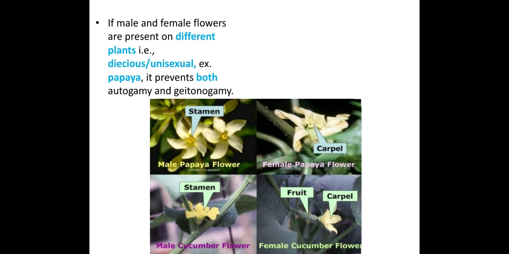So here what happens is autogamy as well as geitonogamy both are prevented. Okay, what is autogamy? Pollination occurring in the same flower of the same plant. And pollination occurring between two different flowers of the same plant, that is geitonogamy. Both are prevented. So this is how inbreeding depression is prevented, by undertaking the 4 types of devices called outbreeding devices in the angiosperm plants.